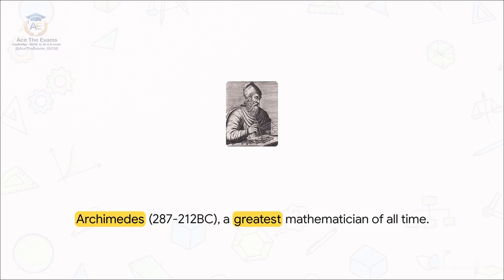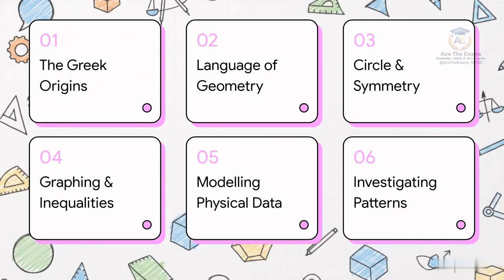He didn't just guess, he proved his work, and that's exactly the mindset we need to adopt as we navigate through this material. No guessing, just proof. Here is our flight plan for today. We'll start with the Greek origins, establish the language of geometry, and then explore circle and symmetry properties. From there, we'll shift to modern tools for graphing and inequalities, before applying it all to modeling physical data and investigating mathematical patterns.